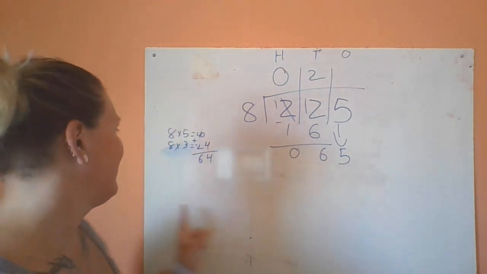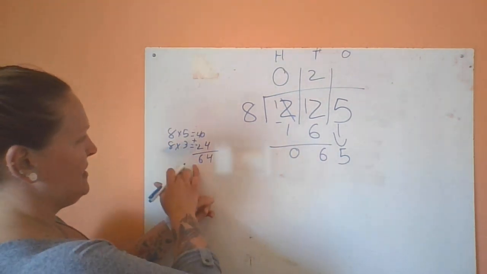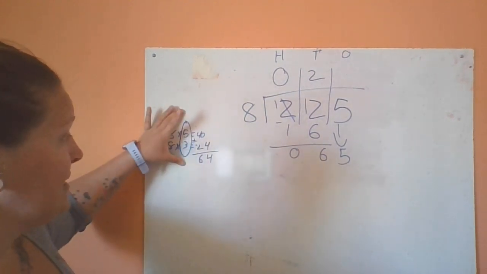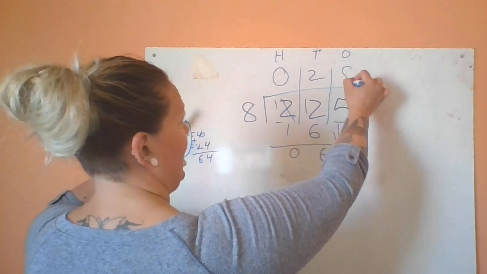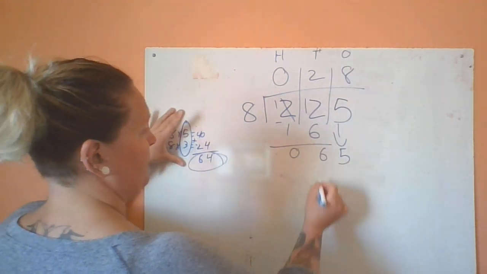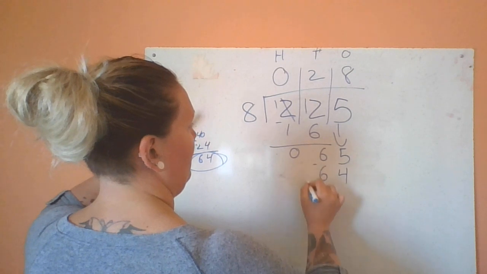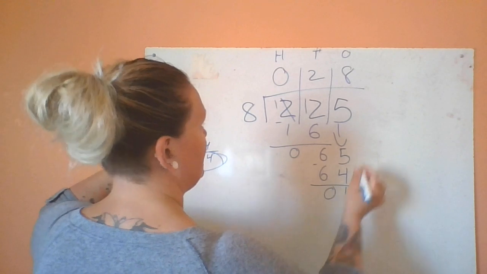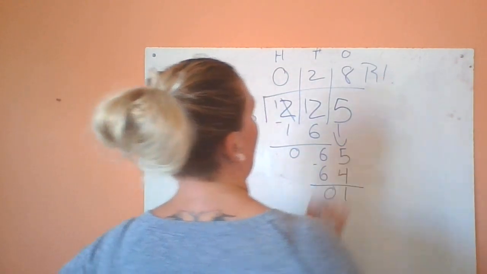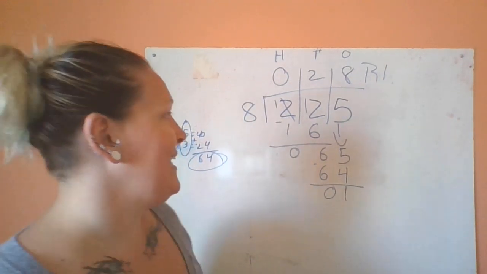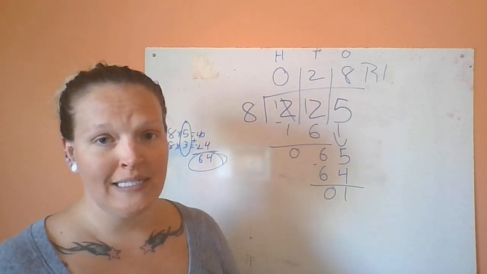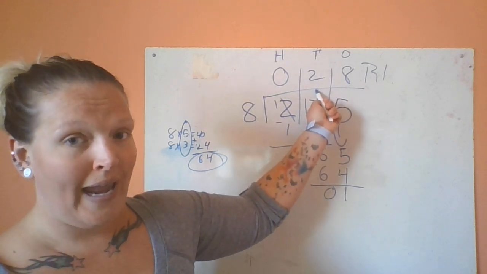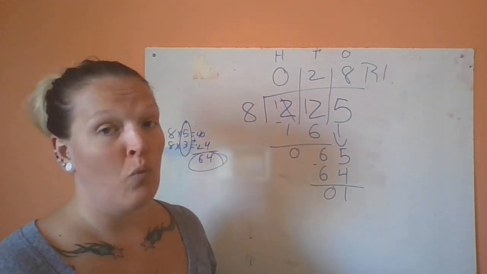and then adding it. Okay. So I got all the way up to 64 and I used 8 times 5 and 8 times 3. So that's 8 times 8. Okay. So I'm going to put 8 up here and I got a total of 64. So now I'm going to subtract my 64. 5 minus 4 is 1. 6 minus 6 is 0. We have a remainder of 1. So when we say this, we would say 225 divided by 8 equals 28 with a remainder of 1.